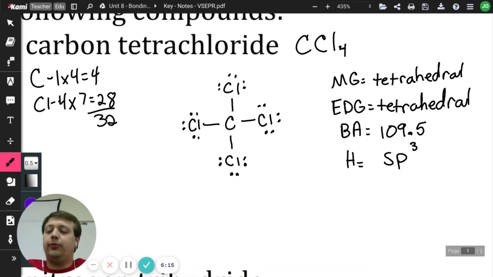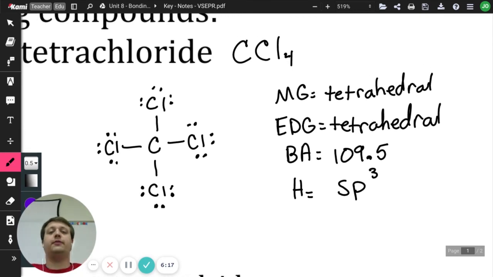All right, so this is what you should have ended up with. So you should have ended up that this is a tetrahedral for its VSEPR shape, for its molecular geometry. Its electron domain geometry would also be tetrahedral. The bond angle is 109.5. Now, my guess is y'all probably looked at this and thought, okay, well, this is a 90-degree angle, right? Well, yes, that looks like a 90-degree angle.